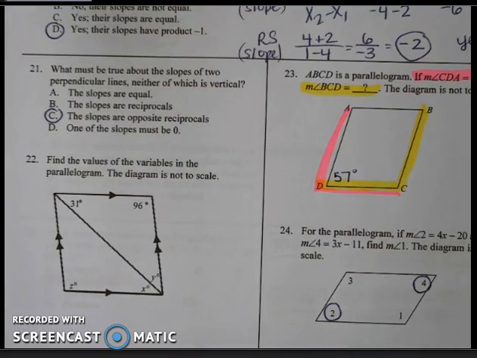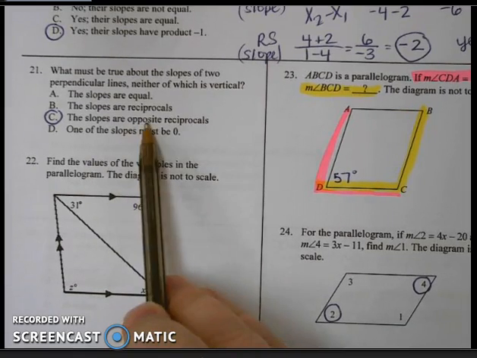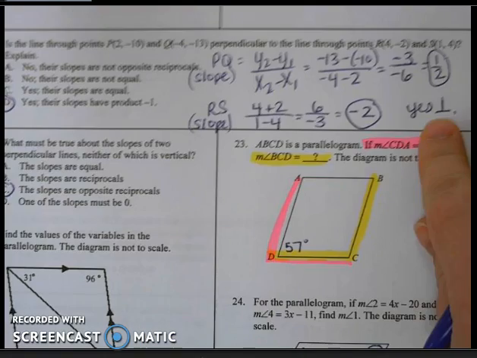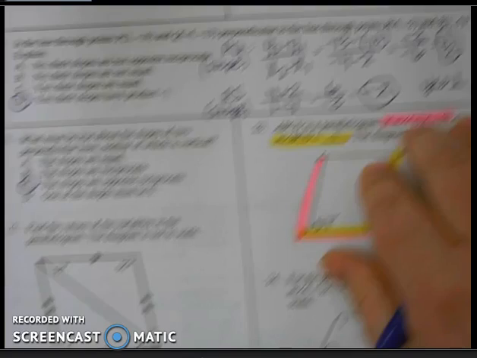Okay, let's continue. Number 21. What must be true about the slopes of two perpendicular lines, neither of which is vertical? So if we want perpendicular lines, we know that their slopes are going to be opposite reciprocals, just like in the last example that we did. We flipped the fraction and switched the sign.